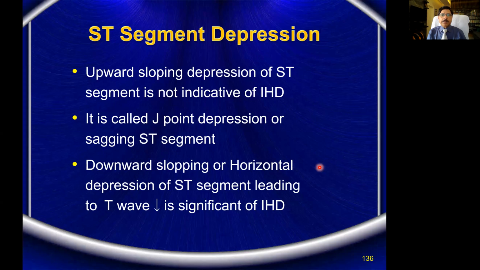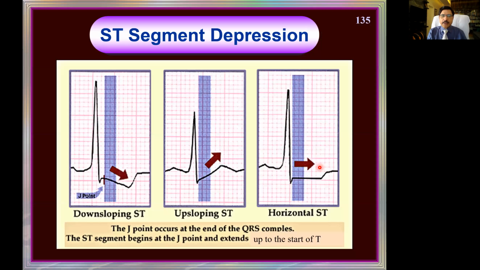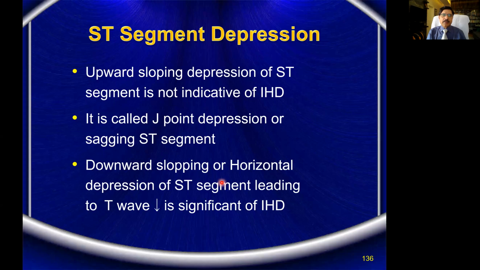Upward sloping ST depression is not indicative of IHD. It is called J point depression or sagging ST segment. We say it is ST segment sagging. That means here the J point alone is depressed, but not the entire ST segment. It's also called sagging ST segment. And downward sloping or horizontal depression of ST with associated T wave inversion is quite significant of ischemic heart disease.